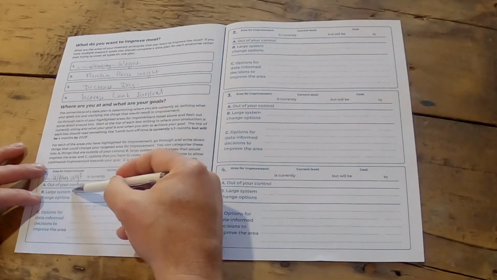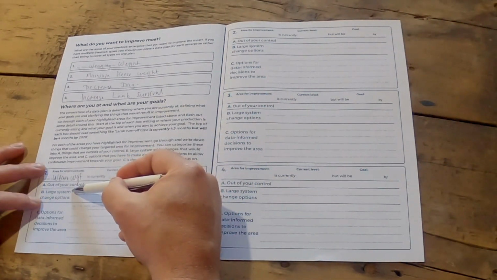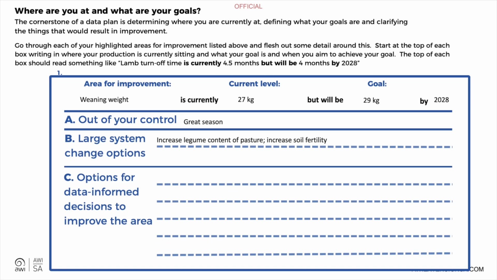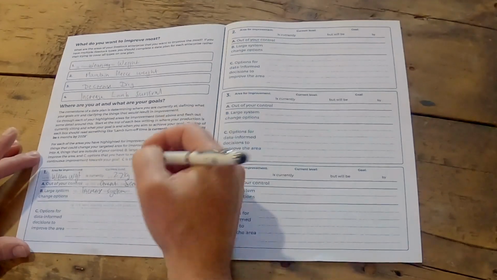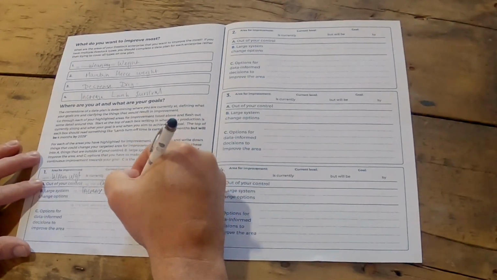Then we've given you the option to write down large system change options. So these are things that aren't necessarily individual animal things, but things that you know that if you did would increase weaning weight. So things like increasing your legume component. So that might be sowing a vetch depending where you are, or increasing your subclover depending on where you're farming. If you're in the pastoral zone, that's probably not that relevant, but that might be an option. So increase legume content.